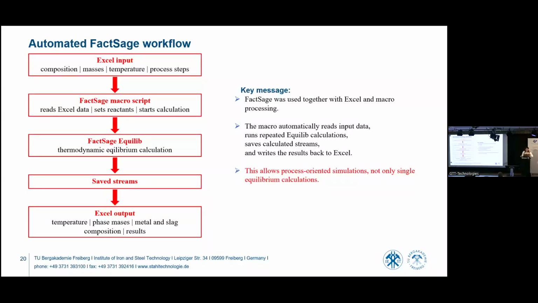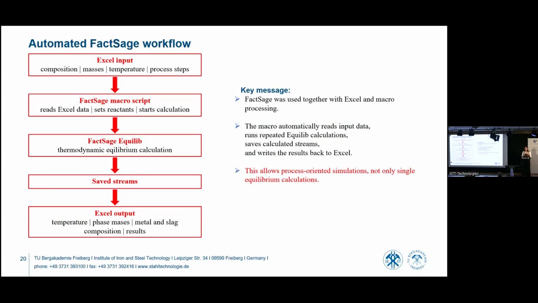It's okay. So the macro script controls the whole calculation. First, it reads the input data in Excel. Then it opens the prepared equilib files. Then it sets the reactant masses and temperature. After that, it starts the equilibrium calculation, and then it saves the new equilibrium products as stream. And finally, it writes the calculated values back to Excel, and this procedure is repeated for each time step.